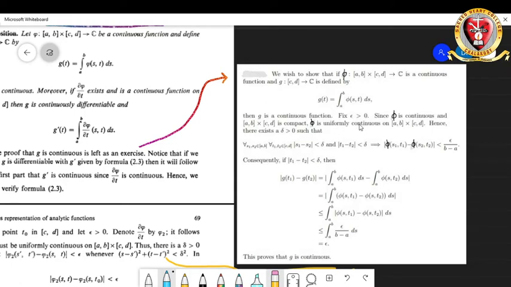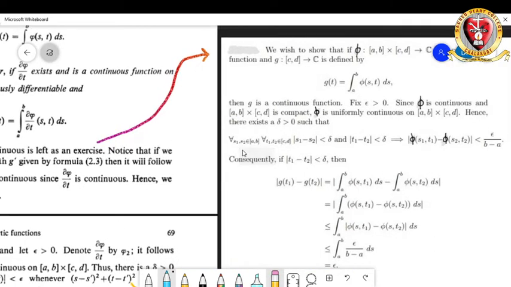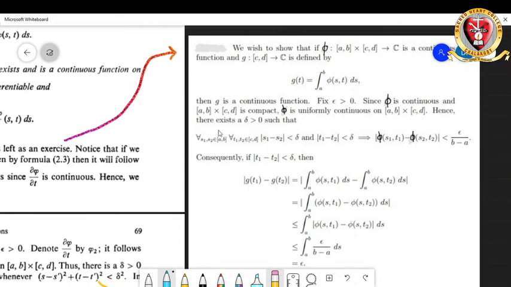So as phi is uniformly continuous and we have an epsilon greater than 0, there exists a delta greater than 0 such that, using the property of uniform continuity, whenever s1, s2 belong to [a,b] and t1, t2 belong to [c,d], with modulus of s1 minus s2 strictly less than delta and modulus of t1 minus t2 strictly less than delta, it implies that modulus of phi of (s1,t1) minus phi of (s2,t2) is strictly less than epsilon by b minus a.